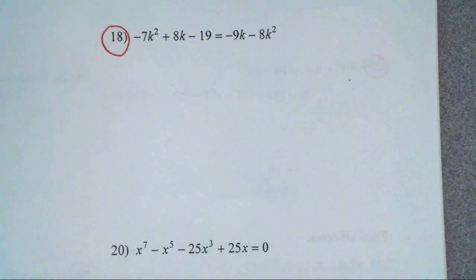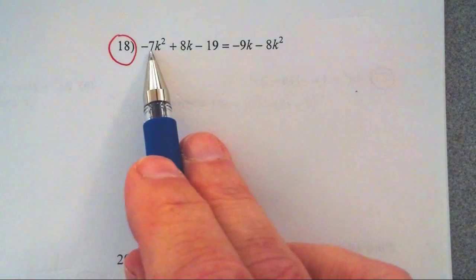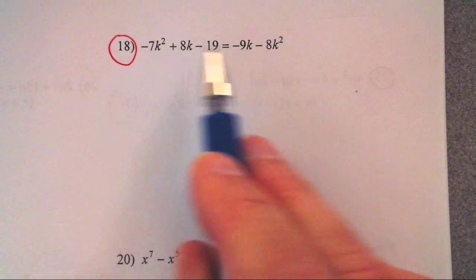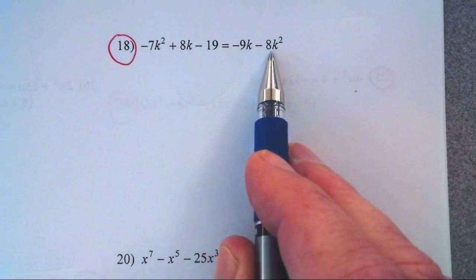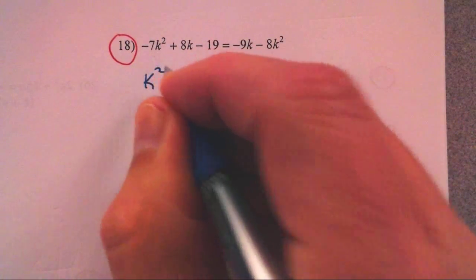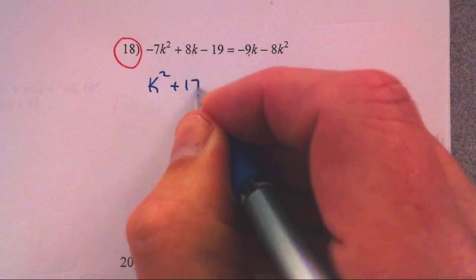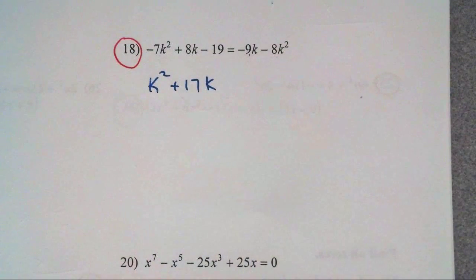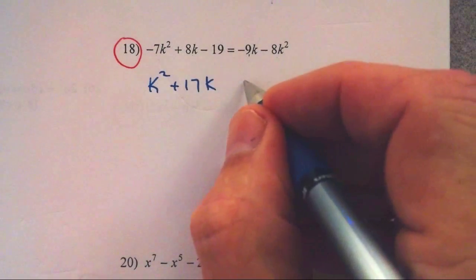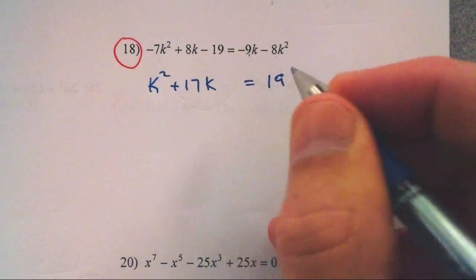Let's take a look at 18. Same section. So I want to get my k-squareds on one side. And to be honest, I'd rather have positive k-squareds. My choice would be to add 7 k-squareds to get them out of here, but I'd have negative k-squareds over there, or add 8 k-squareds to both sides. I'll do that. Negative 7 k-squareds plus 8 k-squareds gives me a k-squared. So I'm going to add my 9 k's over, plus 17 k's, and I'm going to add my 19 over to here. That all look good?